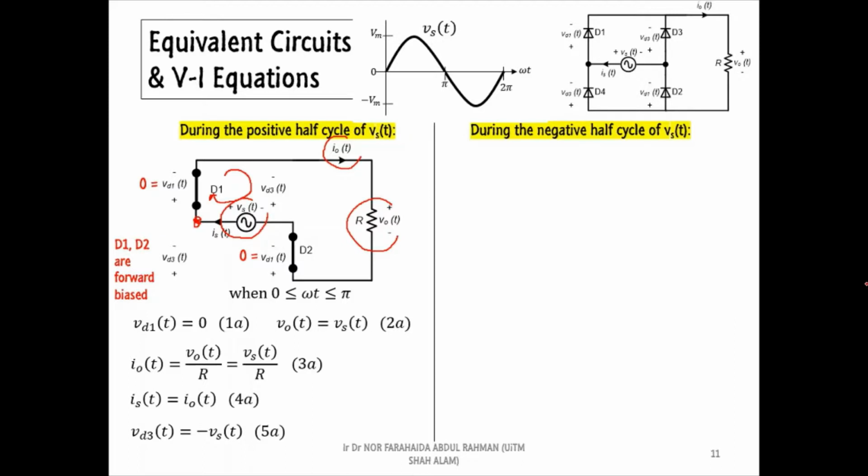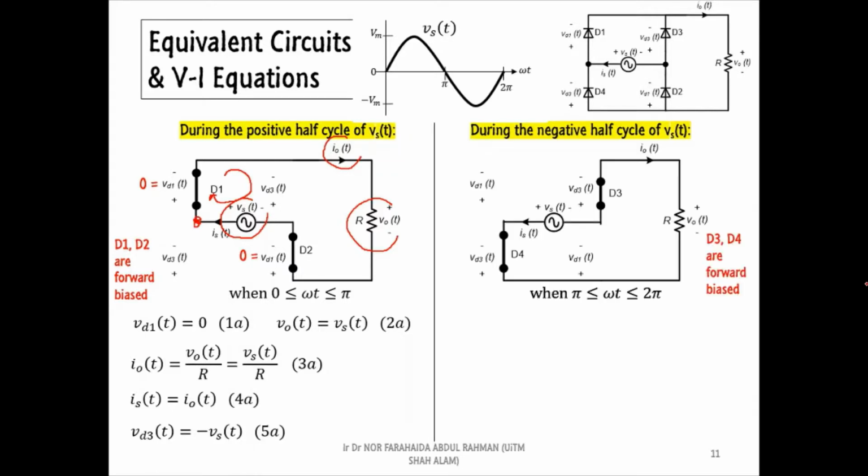The second equivalent circuit is obtained when diodes D3 and D4 are in forward bias. In this condition, both diodes act as a short circuit with zero voltage.